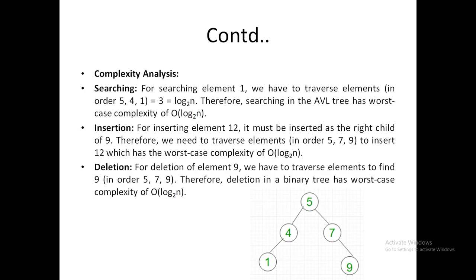therefore searching in the AVL tree has a worst case complexity of O(log n). For insertion, to insert element 12 it must be inserted as the right child of 9, so you need to traverse the elements 5, 7, 9. The worst case is O(log n). In the case of deletion also, if you are deleting the element 9, we need to traverse 5, 7, 9, which is the worst case of log n.